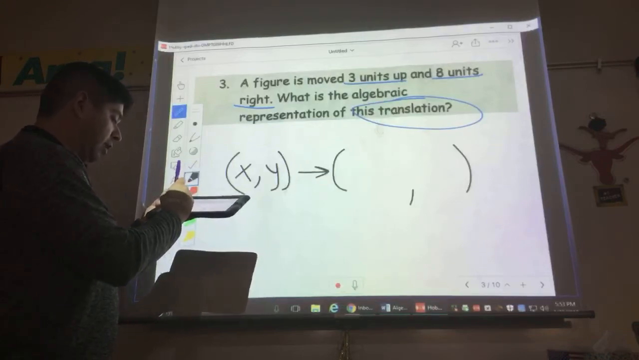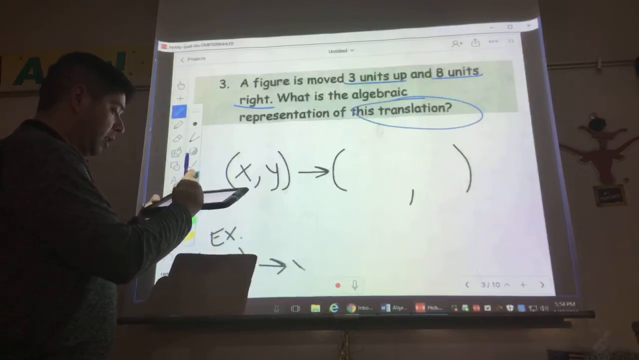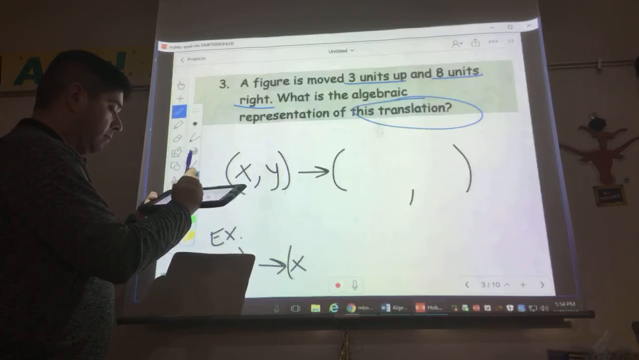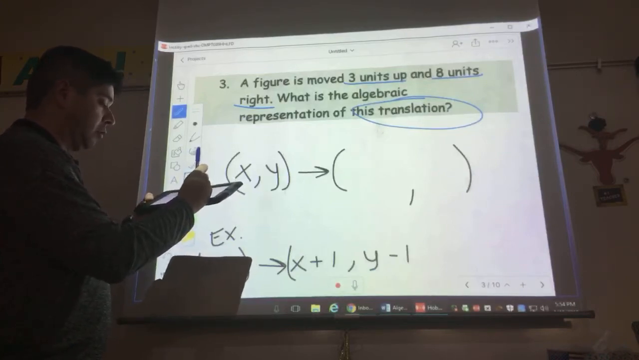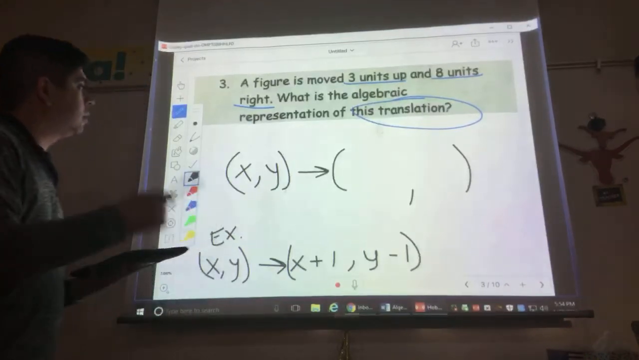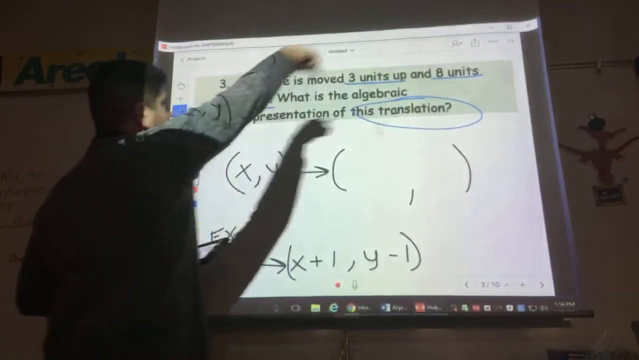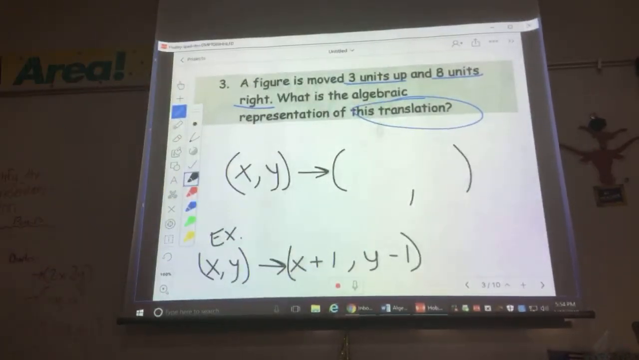X comma y, this is an example. Okay, we'll say x plus 1, y minus 1. Something like that. So, all right, you get your answer from our information up here. Again, not a lot of work for that one, so that's good.